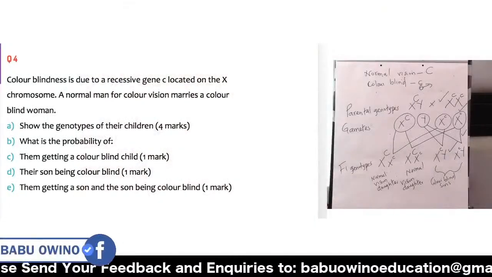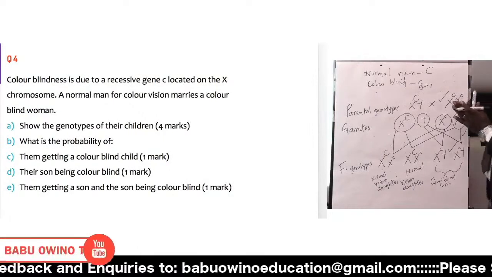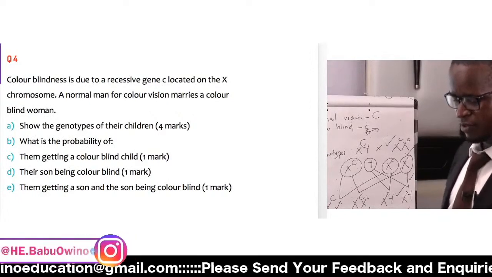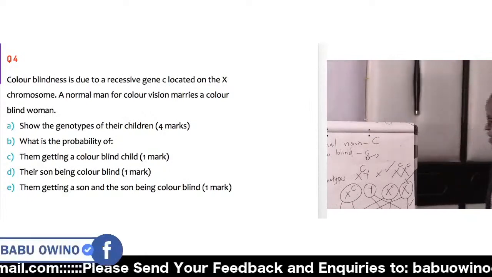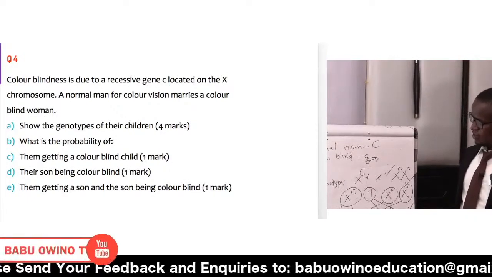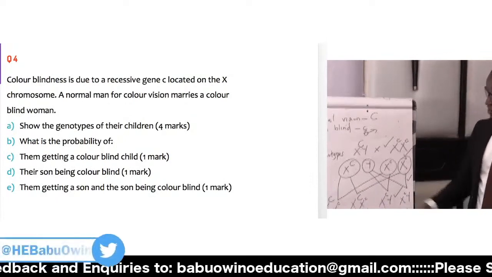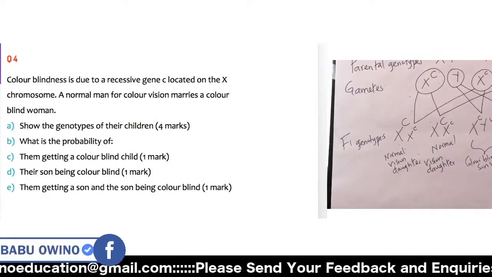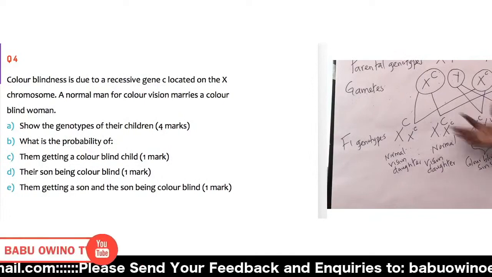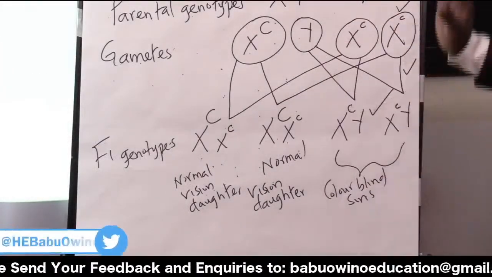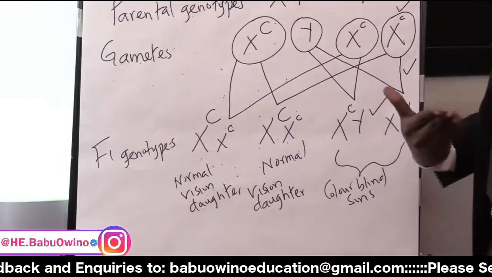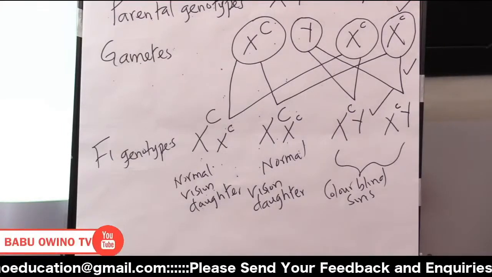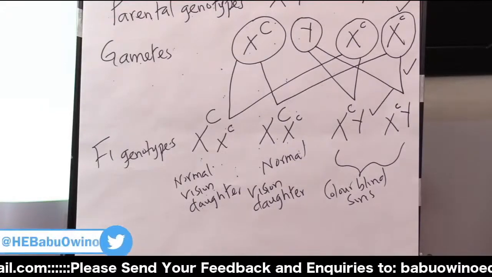What is the probability of them getting a colorblind child? Probability is always a measure of occurrence of chance. We try to measure the possibility of an event occurring. And it is easy for you to imagine that maybe if this family was to have four children, then maybe the two daughters, all of them will be normal, and then the two sons, all of them will be colorblind. But these are usually very random events that occur. But we can always try to estimate the chances of an event occurring.